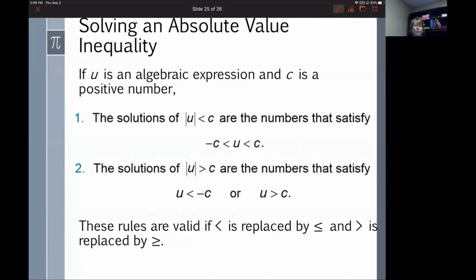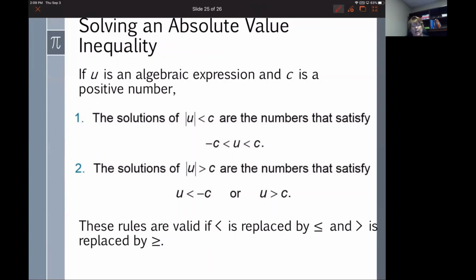So if u is an algebraic expression and c is a positive number, the solution of the inequality, the absolute value of u is less than c, may be found by taking the expression u and setting it greater than the negative and less than the positive. So you put the expression u in between -c and +c. That's how you solve a less than type absolute value inequality.